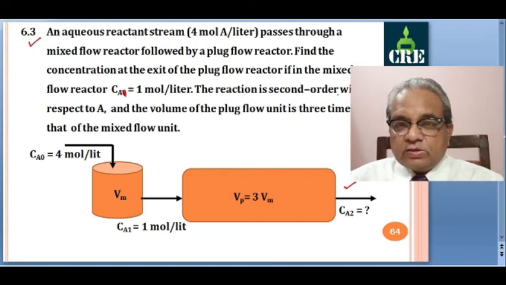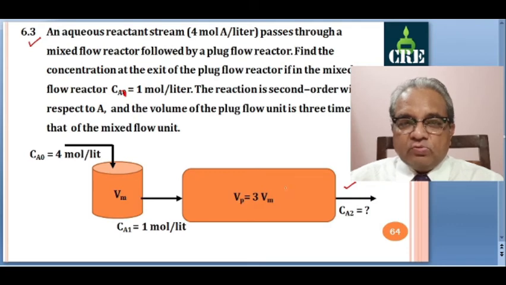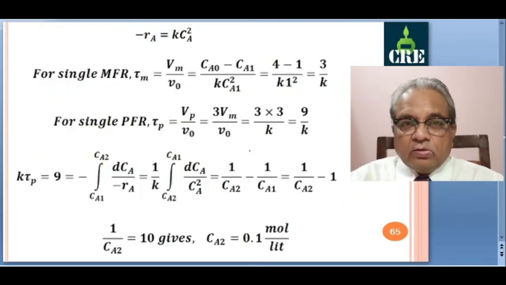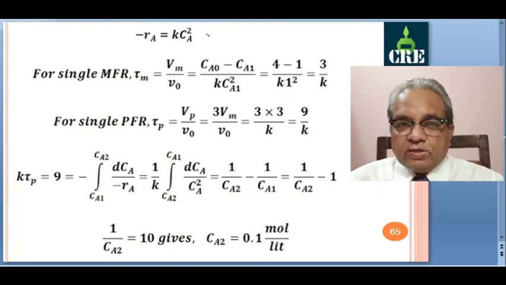The reaction is second order with respect to A, and the volume of the plug flow reactor is 3 times that of the mixed flow reactor. So if Vm is the volume of mixed flow and Vp is the volume of plug flow, Vp is equal to 3 times Vm. Reaction is second order, so minus Ra is equal to K Ca square. First, for the single MFR, tau m is Vm by V0, (Ca0 minus Ca1) by K Ca1 square. So this is 4 minus 1, Ca1 is 1, so 1 square, so it is 3 by K. Tau m value we get is 3 by K.